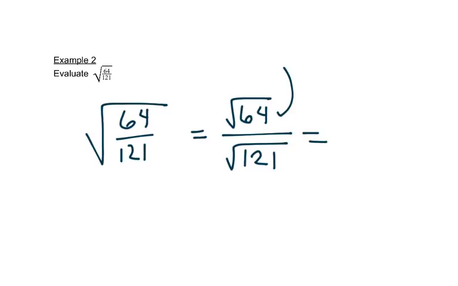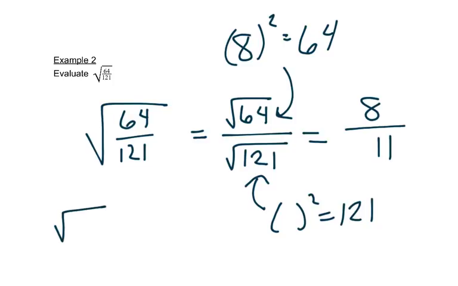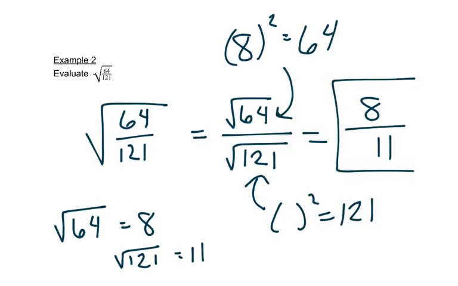So for the top number, we want to ask ourselves, what squared is 64? The answer is 8. 8 squared is 64. So I'd have an 8 on the top. And here I'm asking myself, what squared is 121? And the answer is 11. Now, there's also a square root button on your calculator. So you could just type the square root of 64 and you'll get 8. And then the square root of 121 and it will give you 11.